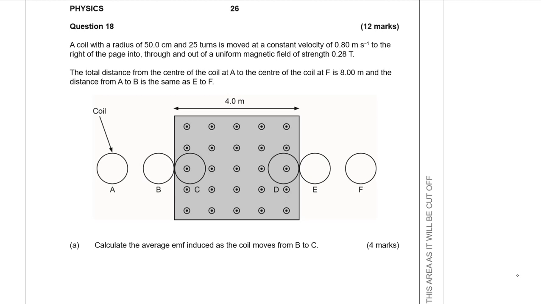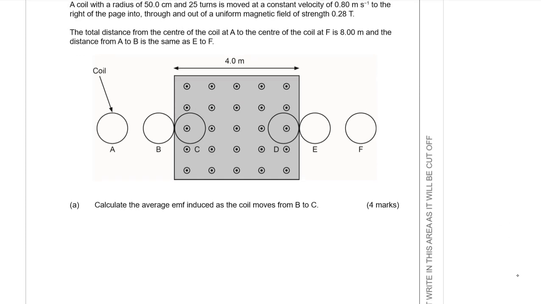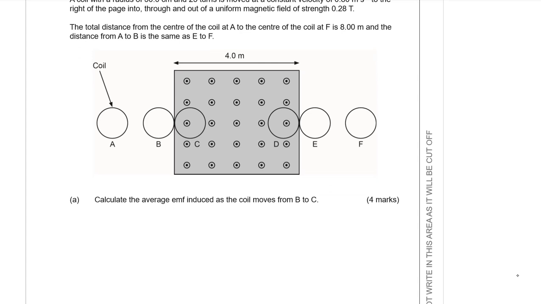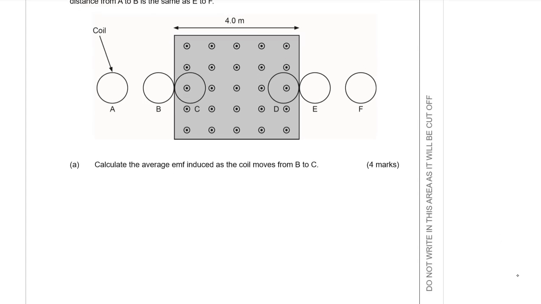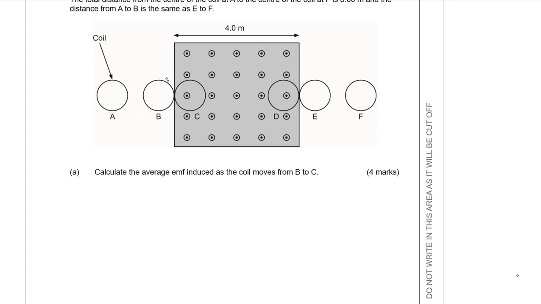And the last question of section 2 is question 18. You've got a coil with a radius of 50 centimeters and a certain number of turns. It's moving through this magnetic field. And the first question is asking you to calculate the average EMF induced as the coil moves from B to C. So looking at the diagram, you've got no flux going through at this point, and then you've got a whole bunch of flux happening through here. So it's asking what is the average EMF produced during that change.